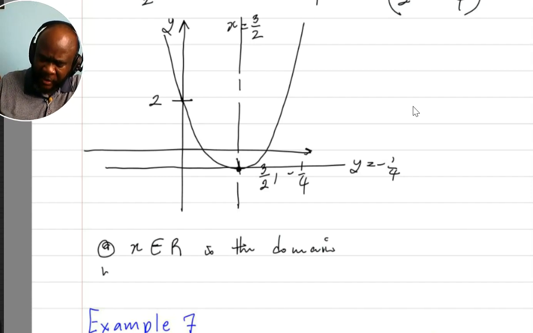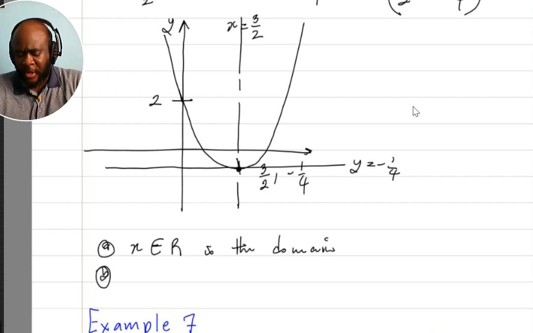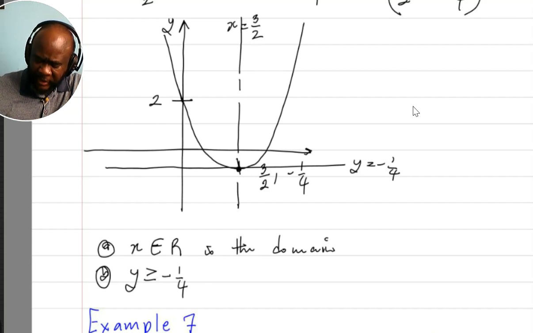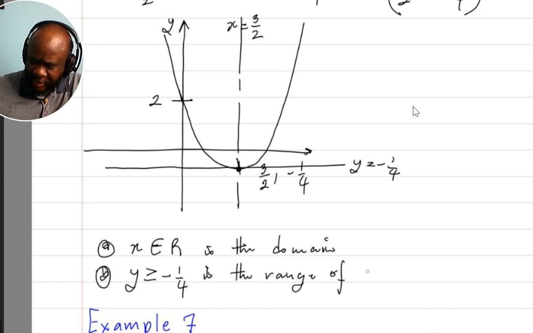Now the range. The range would be what values of y correspond to a value of x. From the graph you can see that the graph does not fall below y is equal to minus a quarter. Therefore, y is greater than or equal to minus a quarter is the range of the relation.